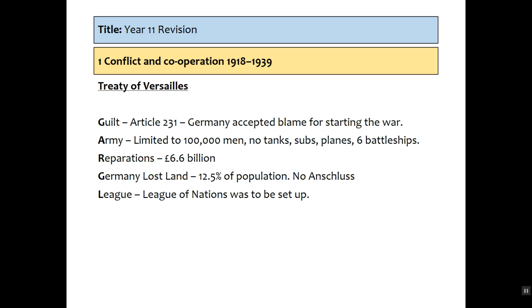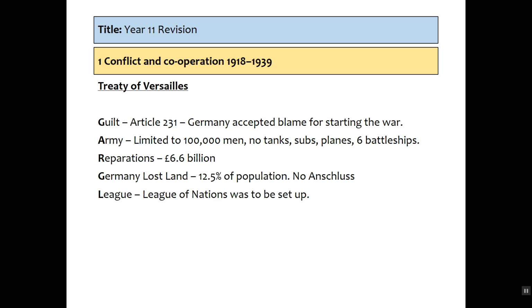Now the end result is the Treaty of Versailles, and I always use the acronym GARGLE. So these are the key points of the Treaty of Versailles. This is what's decided at the Paris Peace Conference. Guilt: Article 231 of the treaty is known as the War Guilt Clause. It's Germany accepting full blame for starting the war. Now the reaction from Germans is that it's exceptionally unfair. They don't believe that they are the main cause, and they don't believe that they should be held responsible.